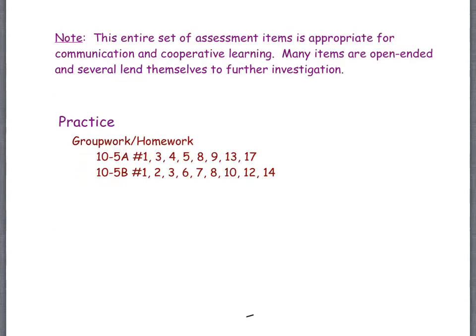Okay? So here's the deal on your homework set. Group work homework, 10-5, A and B. The entire set is appropriate for communication and cooperative learning. It's all stuff that will be better served if you do it talking with someone. Because Morgan, you're going to see something about it that's different than what Lynn's going to see. And by hearing the other person say it, you're going to be like, oh, I didn't even think about that. I wasn't even thinking that they misled me in that way. It happens all the time. So that's why this is described in here in this way.